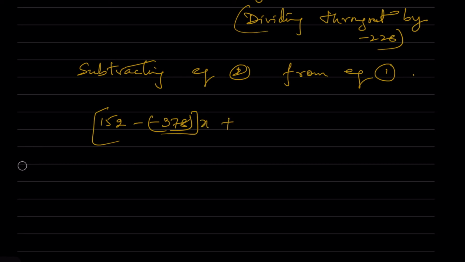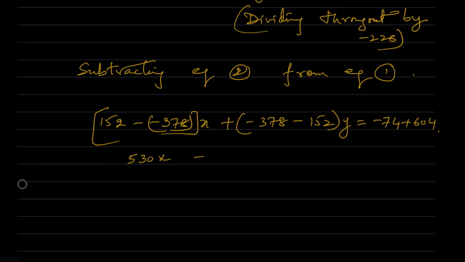You are adding both of them, plus 152 minus of minus 378 into y is equal to minus 74 plus 604. So you are getting 530x minus 530y is equal to 530. So you are dividing throughout by 530, you get x minus y is equal to 1.